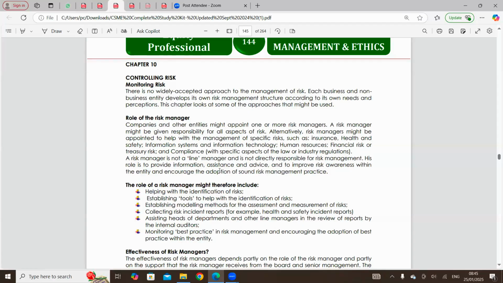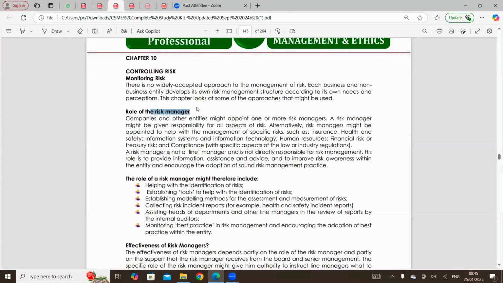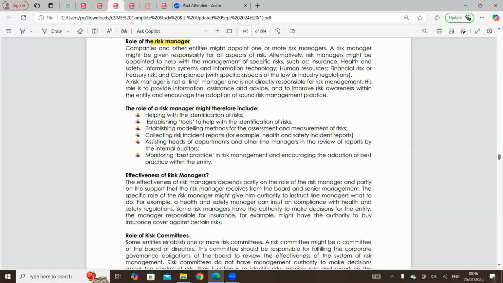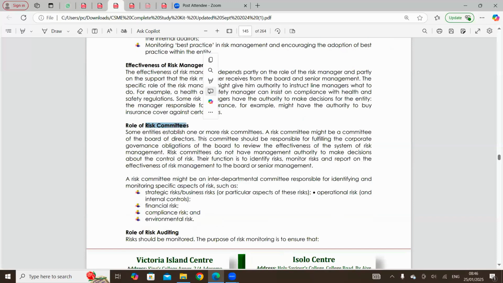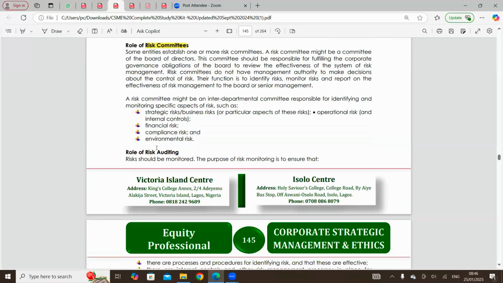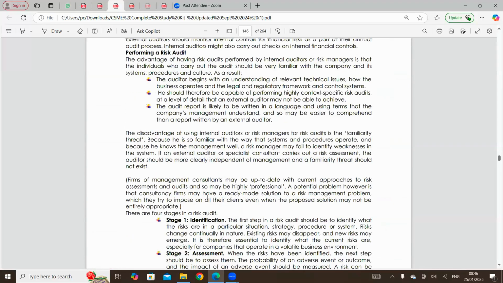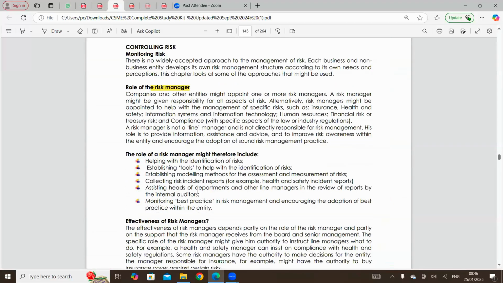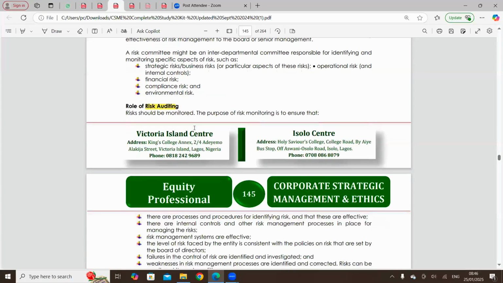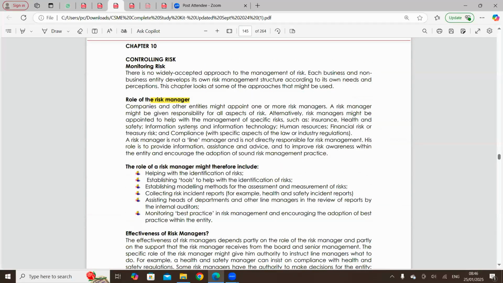Now, there are three different means that are used to monitor and control risks. Number one, we have the risk manager. Then we have the risk committee, just in case you are taking notes, and we have risk audit. So if you are asked anywhere for the three ways of monitoring and controlling risks, we have the risk manager, we have risk committees, and we have risk audits. Okay, so let's start from the risk manager.